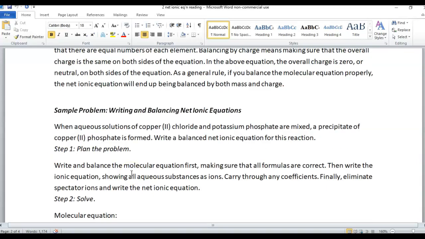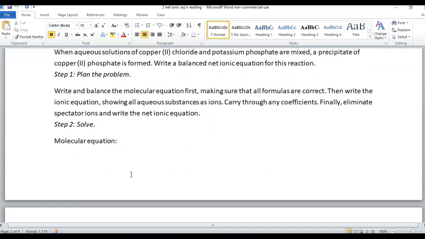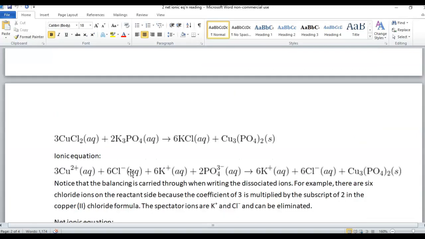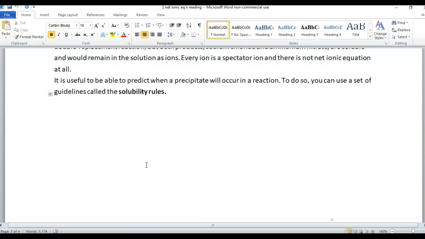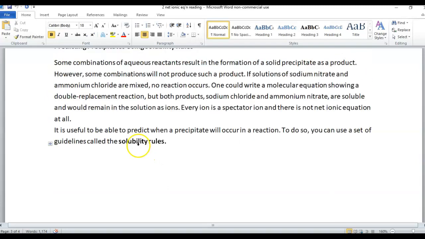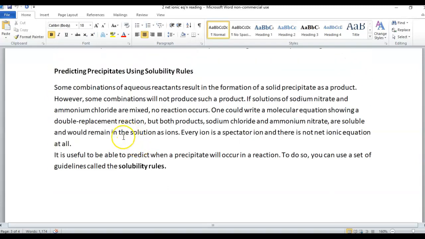The rest of this reading is going through examples. Go through it slowly. Make sure you're paying attention to where everything is and what everything gets canceled out. And then there's a summary. The solubility rules are in the slide notes and in that video that I made there.